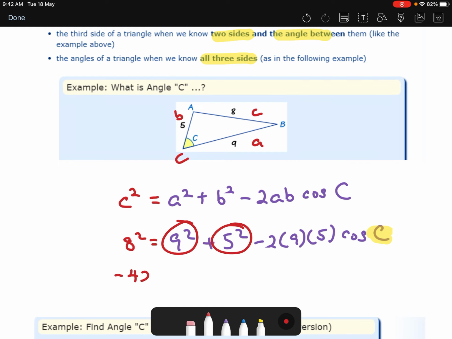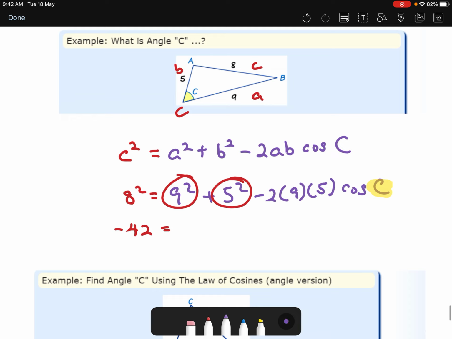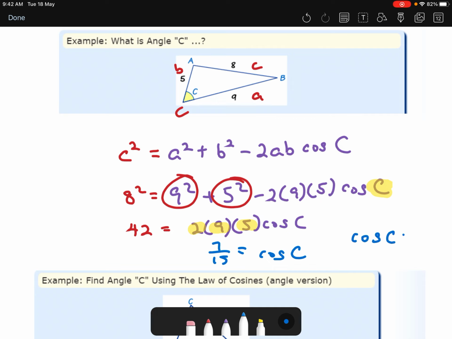So you should get about negative 42 equal to negative 2 times 9 times 5 times cosine C. Of course you can just cancel away the negative and move your 2, 9 and 5 to the left hand side. When you move to the left hand side, it's divide. So you should get cosine C equal to about 7 over 15. To make it more presentable, just put cosine C equal to 7 over 15.